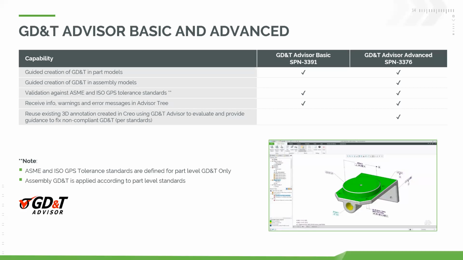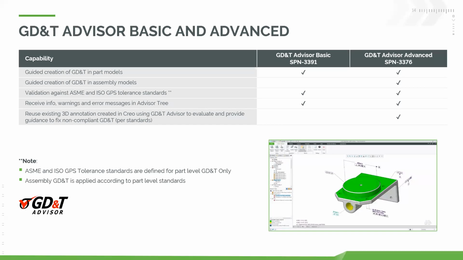Essentially, one difference would be if you wanted to do some of this GD&T work in the context of assembly models, then you'd be able to move up to the advanced to do that. Another difference is that if you wanted to work with 3D annotations that were done before entering into the GD&T Advisor tool, that would be what you would do with the advanced.